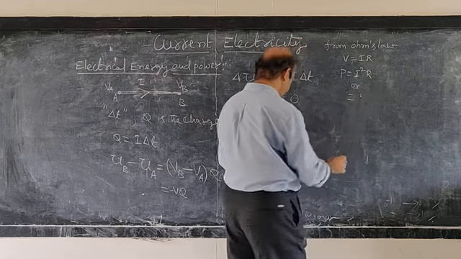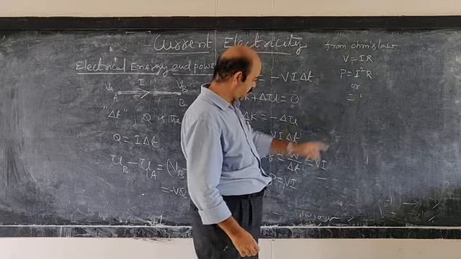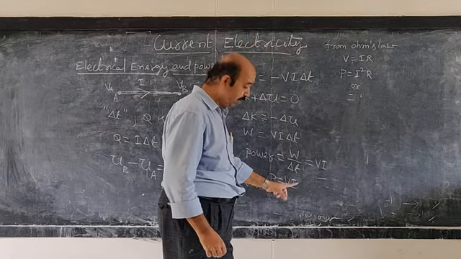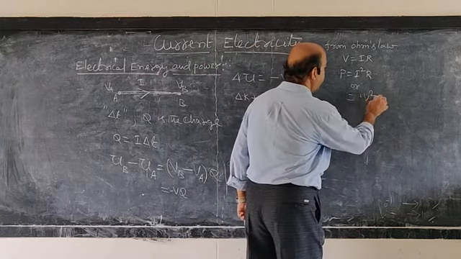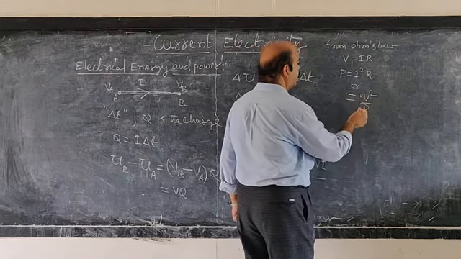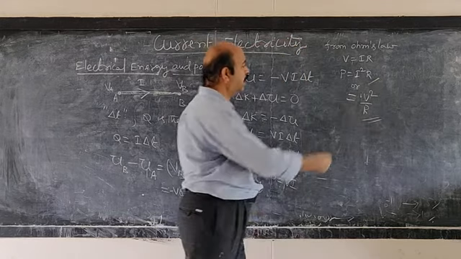So in the place of I, if you substitute I is equal to V by R, here you put V by R, V will be V square. So therefore it will be V square by R. So we can use either this formula or this formula to calculate power.